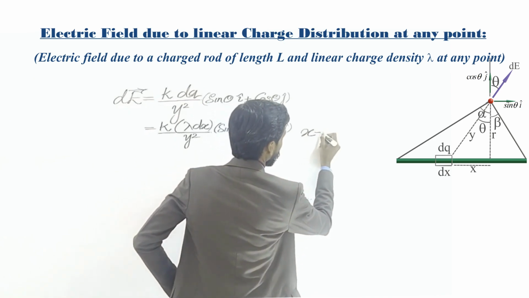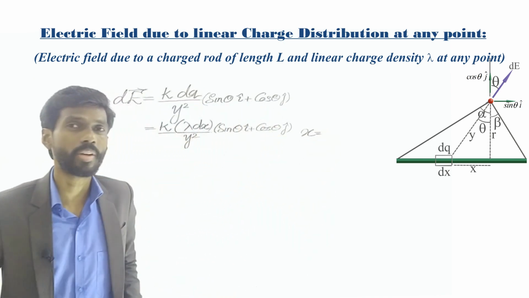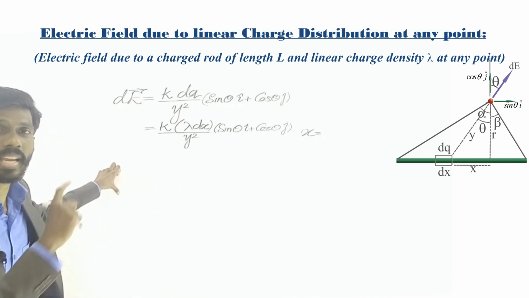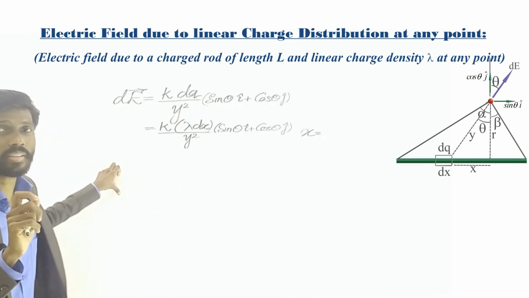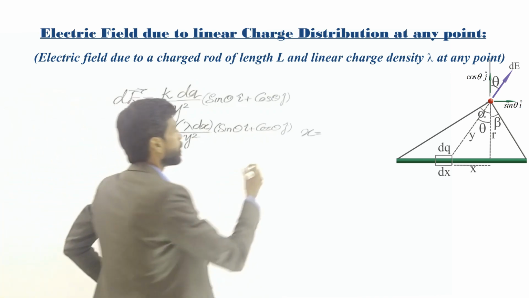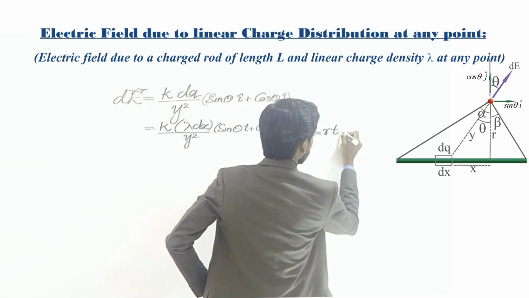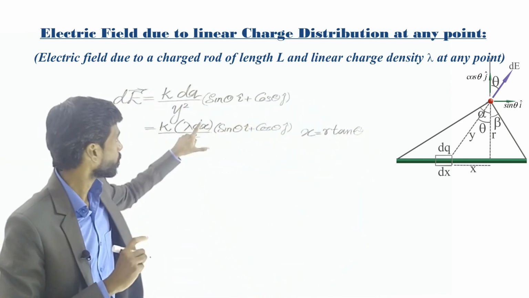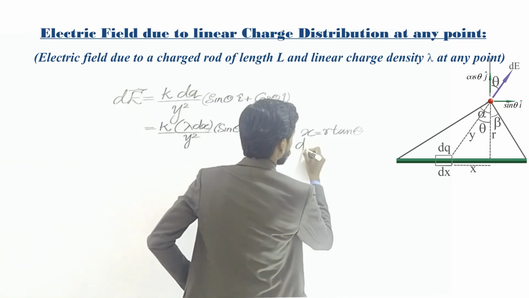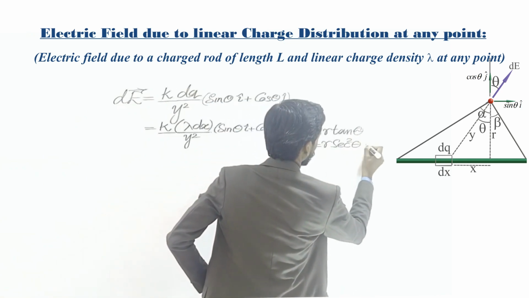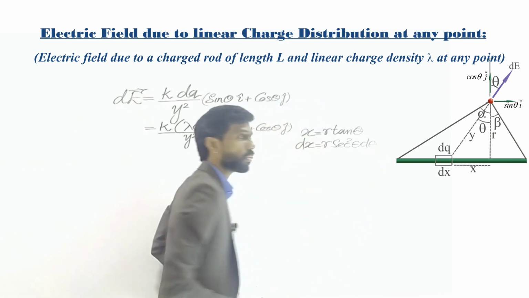From that right angle triangle, let us take tan theta. So use some basic trigonometry. tan theta here is x divided by r, but r is a constant, so that's not a problem. So tan theta is x divided by r, so that means x equals r tan theta. Now we want dx, so let us differentiate this. dx equals r times the derivative of tan theta, which is secant square theta d theta. So dx is formed.